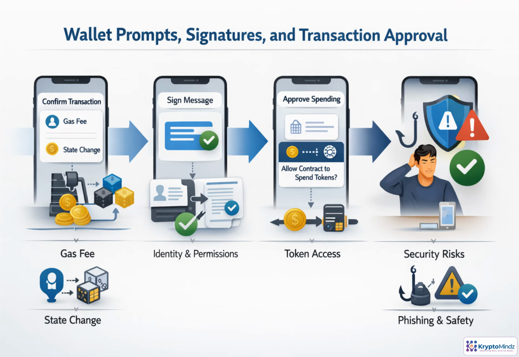Wallet prompts are where intent becomes authorization. A transaction approval usually costs gas and changes on-chain state, so users should verify the action and destination. A signature may feel safer because it often uses no gas, but it can still prove identity or grant permissions. Token approvals deserve extra attention, since they can let a contract spend tokens later. Clear prompts help users spot risk, avoid phishing, and approve with confidence.